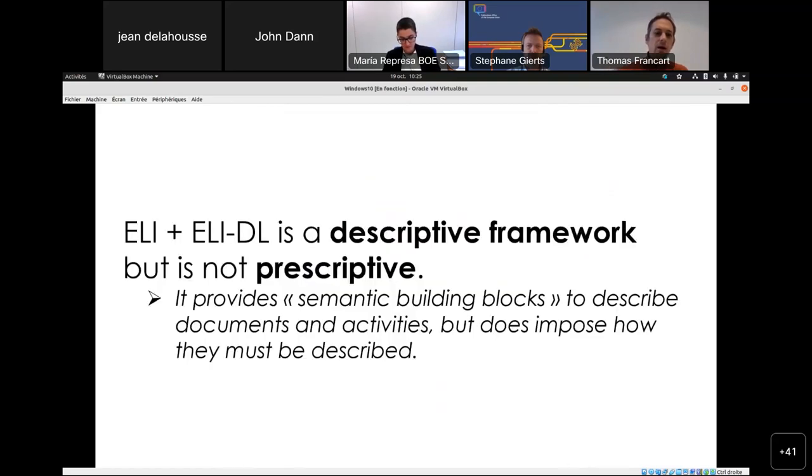So ELI complemented with ELI-DL is a descriptive framework, but it is not prescriptive. It means it provides you with the semantic building blocks to describe documents and activities, but it does not impose how they must be described. And there is no fixed rule saying you must describe your act or your legislative process with this and this and that. It provides you with a framework or a list of possibilities from which you can choose. So it's descriptive, it's not prescriptive.